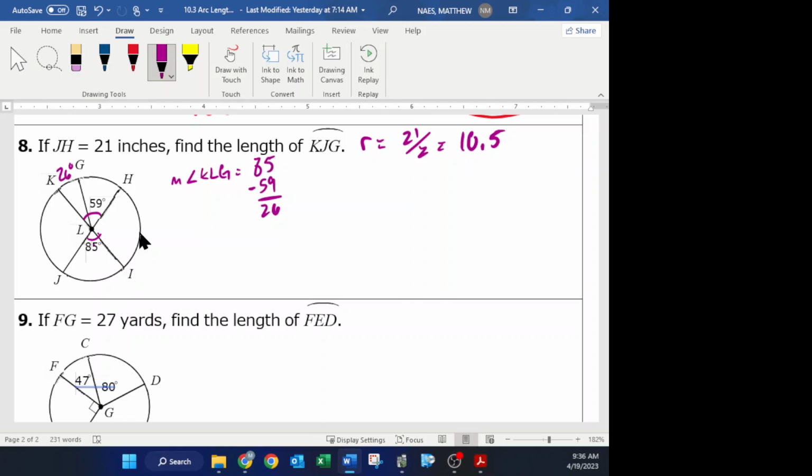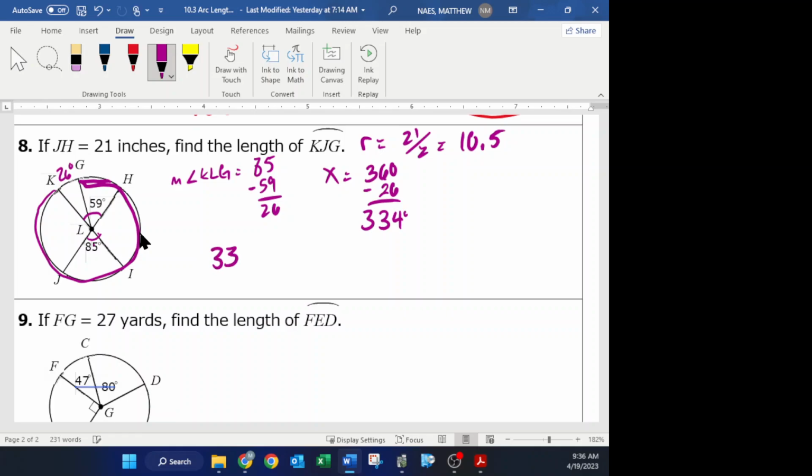Now here's the fun part. Find the length of KGJ. That is everything except for KG. So X is equal to 360 minus the 26 degrees we just found, because they wanted everything around except for KG. So that gives me 334 degrees for angle X.